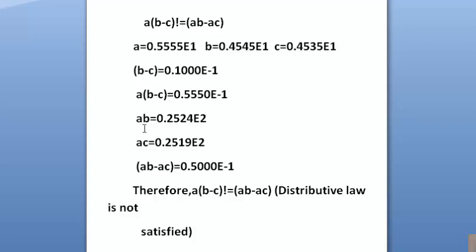Now we calculate a into b, which comes to 0.2524 E2, and ac comes to 0.2519 E2. Then, if we subtract ac from ab, we get 0.5000 E minus 1. Here we can see that the left hand side is not equal to the right hand side, and there is a loss of significant digits in the right hand side of the equation. So we can conclude that the distributive law is also not satisfied here.